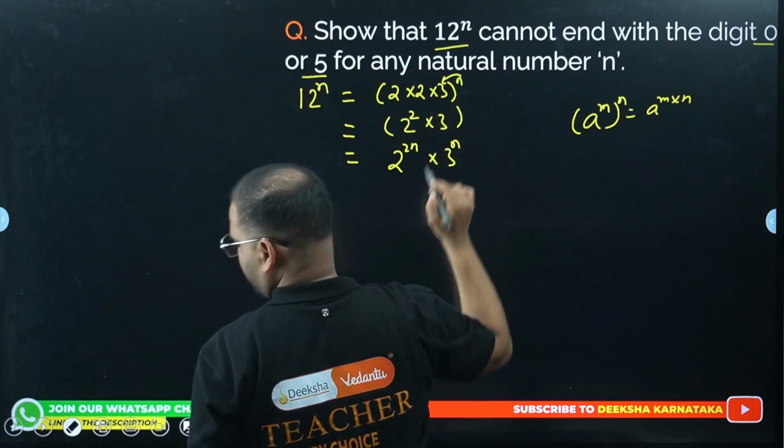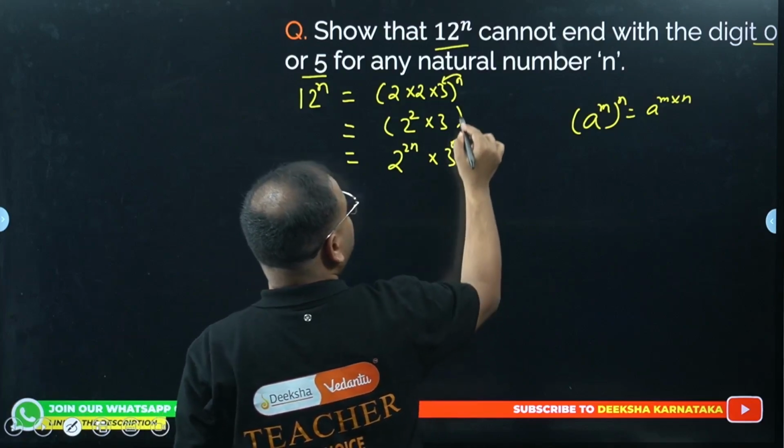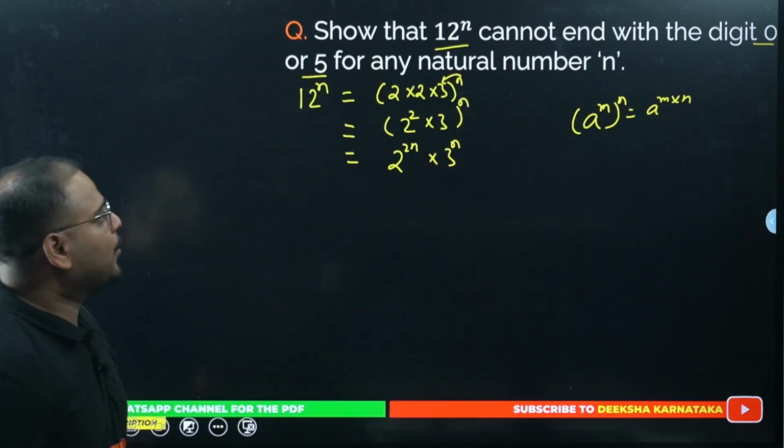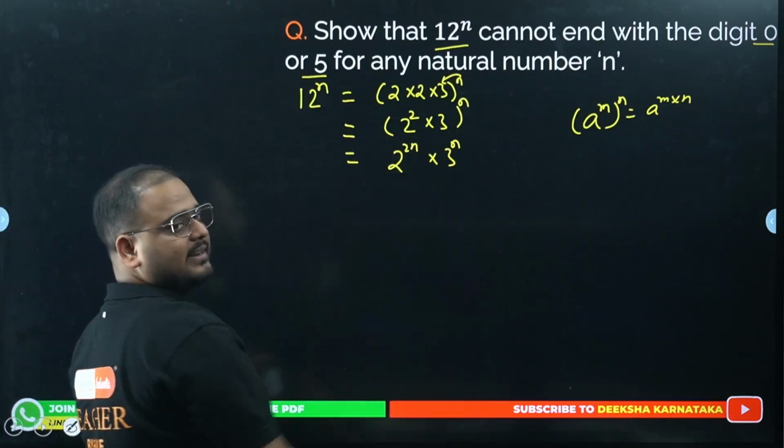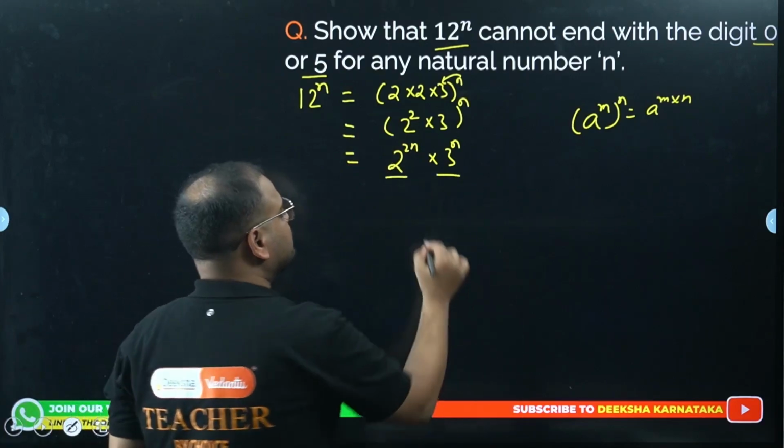This n will be outside the bracket, na? This n will be outside the bracket. Okay, so that's why I have taken n inside. Done. In the prime factorization, does it have 5 in it?